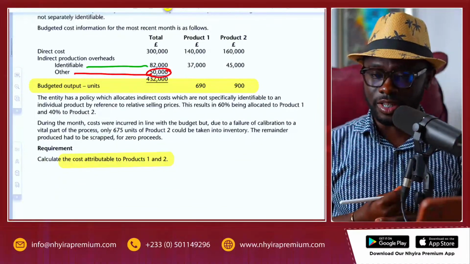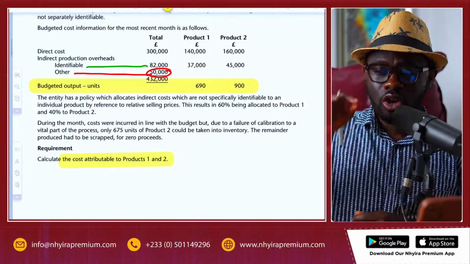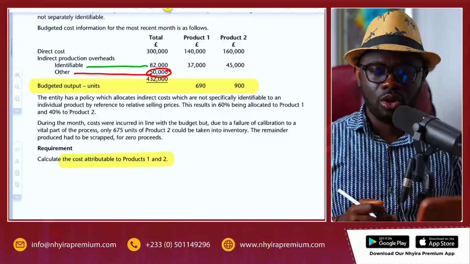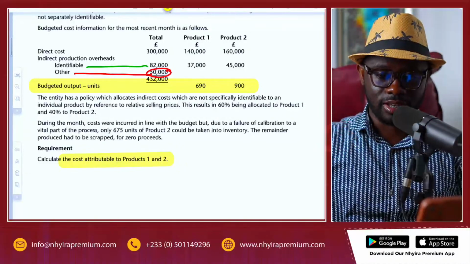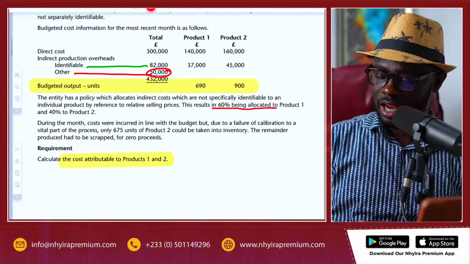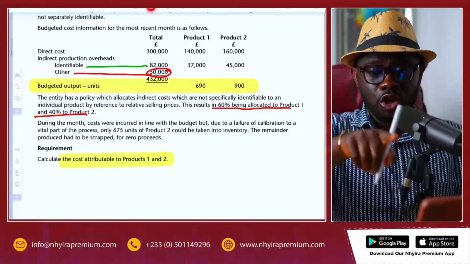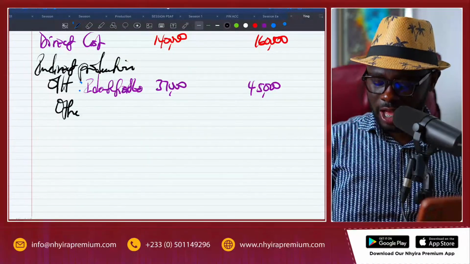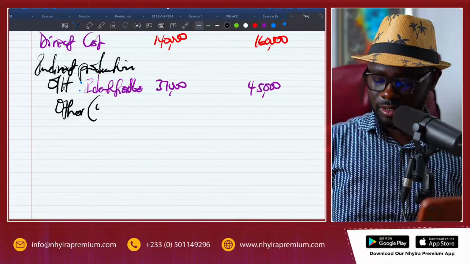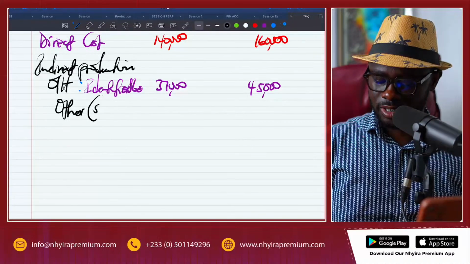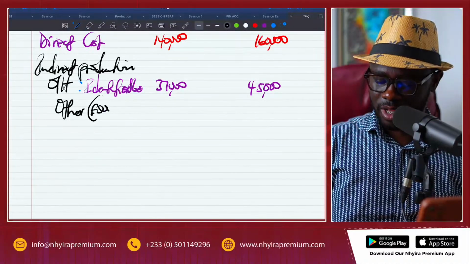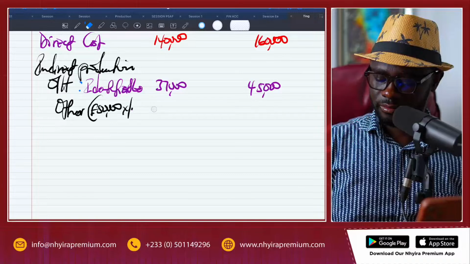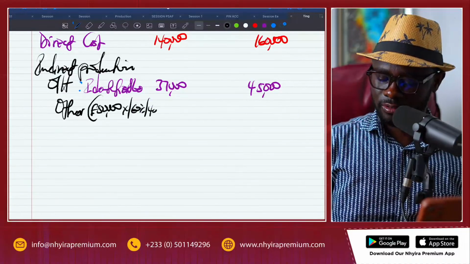The entity has a policy which allocates indirect costs which are not specifically identifiable to an individual product by reference to relative selling prices. This results in 60% being allocated to product one, 40% to product two. So that 50,000, it's 60-40. So other, 60% against 40%. So the 50,000 pounds multiplied by 60%, multiplied by 40%. That's how we're going to be allocating it.